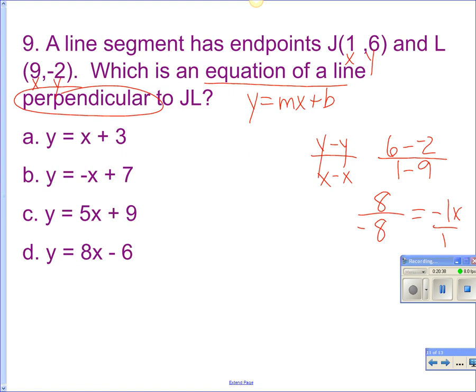Somebody said it. Positive 1 over 1. Okay, guys, I know it's kind of hard to tell. Anybody know which one has positive 1 for the M? A, because what can you put right here? A positive 1.